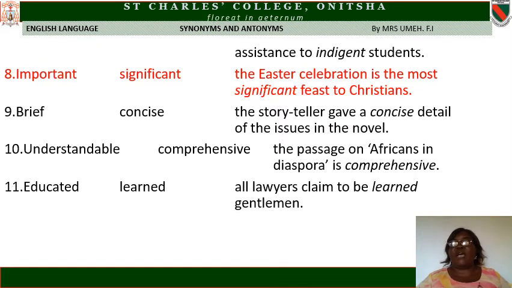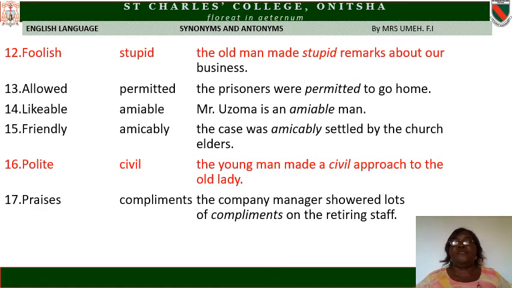Brief, concise. The storyteller gave a concise details of the issues in the novel. Educated, learned. All lawyers claim to be learned gentlemen. Foolish, stupid. The old man made stupid remarks about our business. Allowed has the same meaning as permitted. The prisoners were permitted to go home.